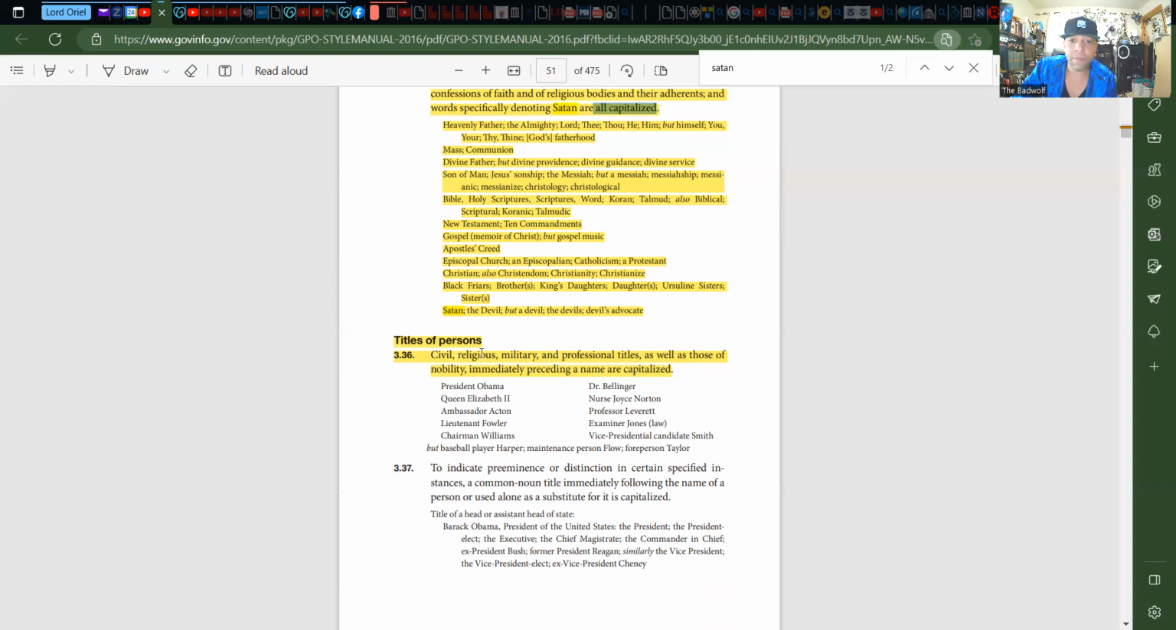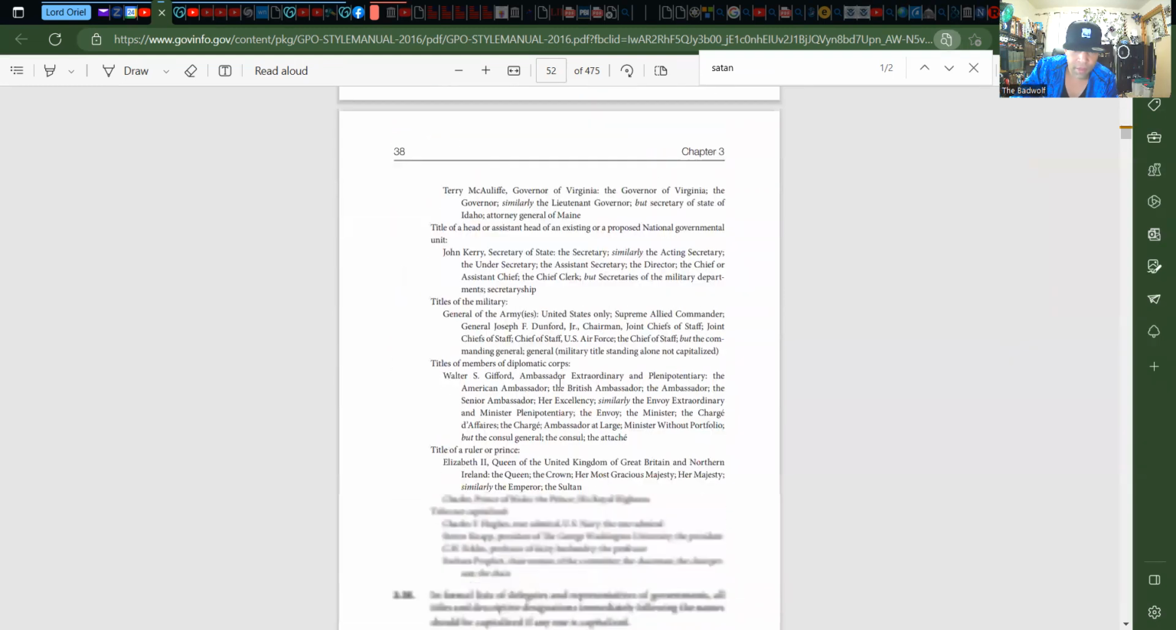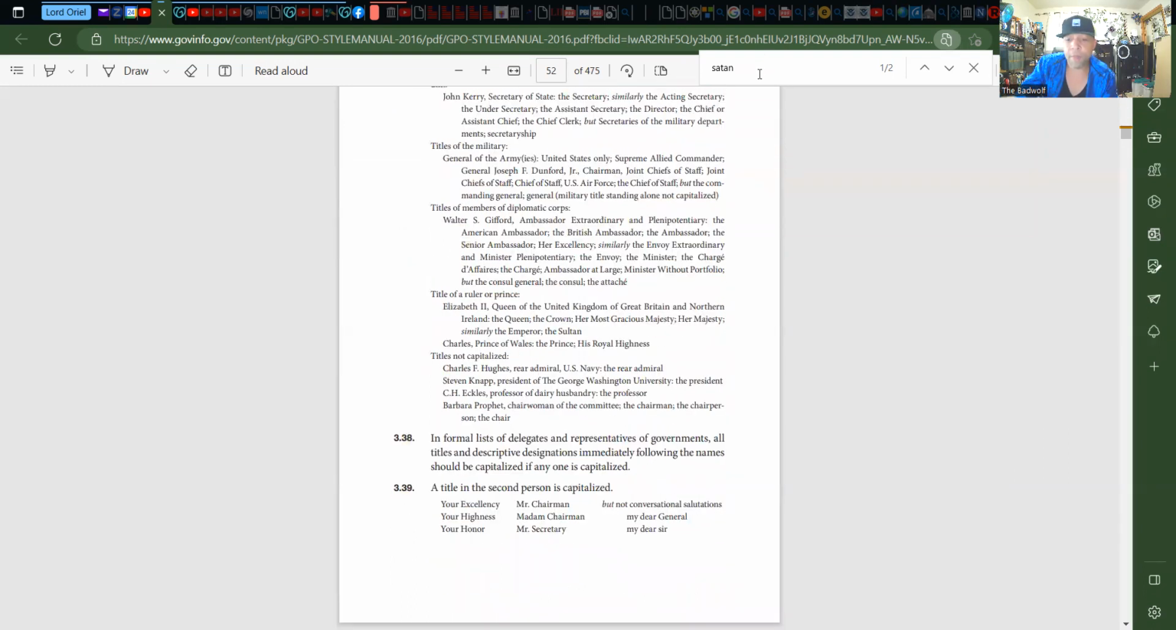Titles of persons. Once again, what do they denote as persons? Civil, religious, military, professional titles, as well as those of nobility, immediately preceding a name are capitalized. I didn't hear anything in there where it says living beings, but the titles of persons. Okay. So I'm going to search here, and I'm going to look for all capitalized and see if there's any other spot in this entire manual.